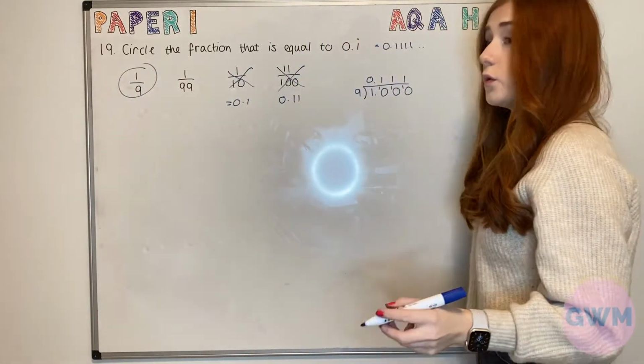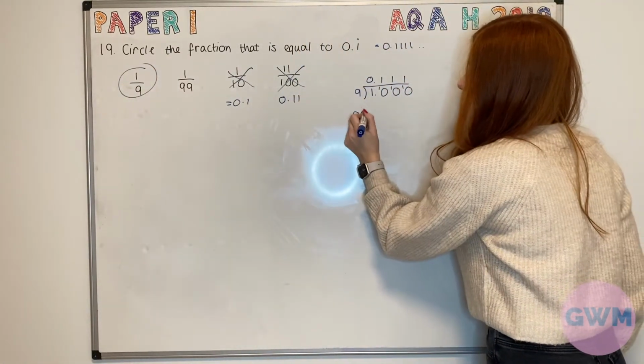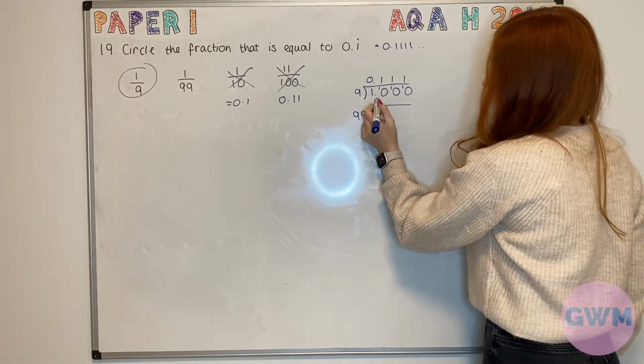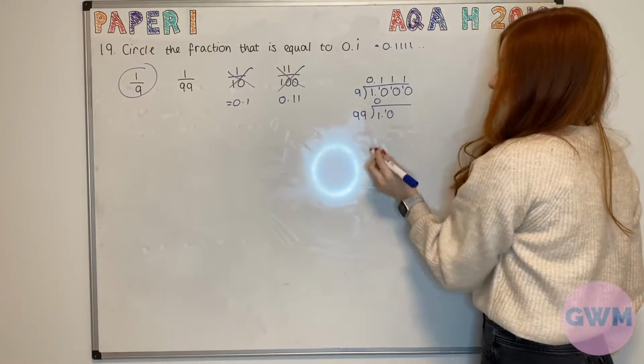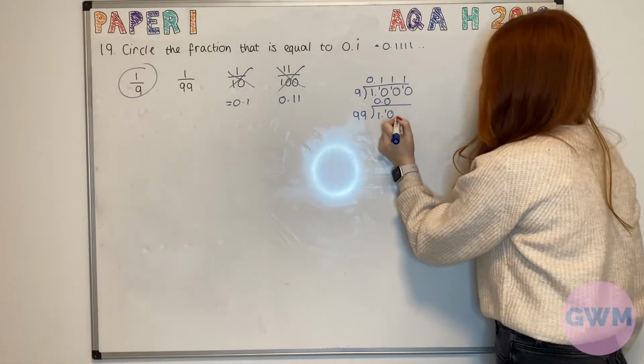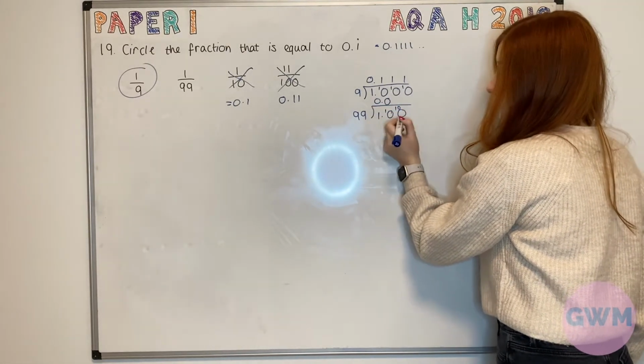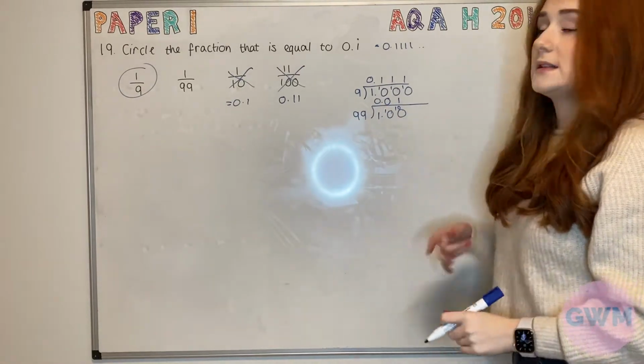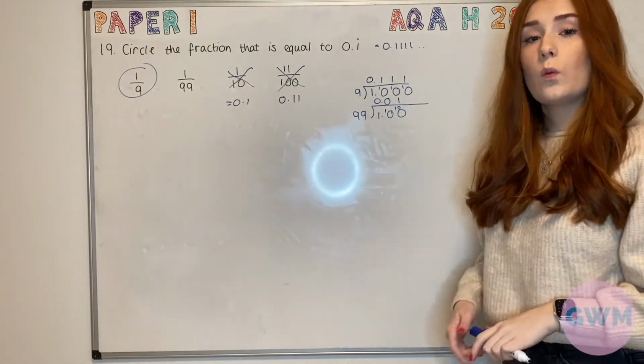But we will just do 1 over 99 to double check. So 99's into 1, 0. 99's into 10, none of them. 99's into 100, 1. So you can see it's not that one, there's an extra 0 in that one, which means it has to be 1 over 9.